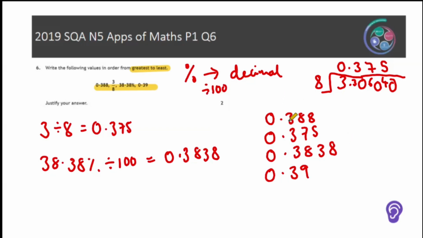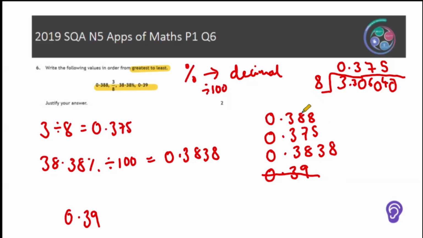So if I look at my tenths here, I can see that I've got 3 for all of my tenths. So as far as I'm concerned, the tenths are all the same. So I'm going to look at my hundredths. So looking at my hundredths, my greatest number here is going to be 0.39. 9 is bigger than 8 and 7, it's the largest number in the hundredths there. So I've dealt with that number.